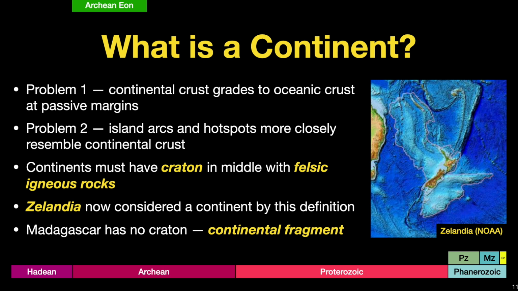If you look at Madagascar, on the other hand, Madagascar is not considered a continent geologically. It is considered a continental fragment instead. It was once part of Africa and has broken off. And inside Madagascar, there is no craton, let alone felsic igneous rocks. And so it fails the two parts of that definition. So Madagascar is simply a fragment that is broken off of the rest of Africa. So to be a continent geologically, we must have that old Archean shield and platform and felsic igneous rocks.